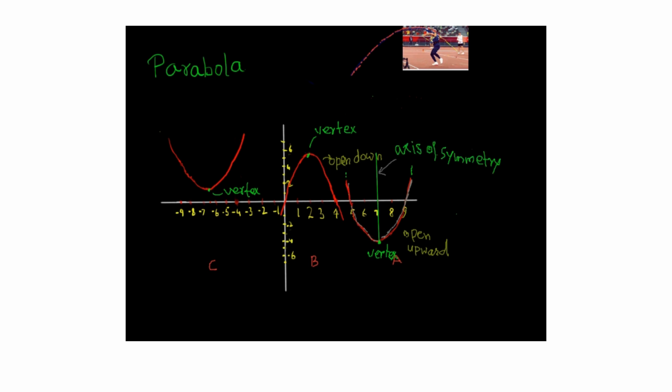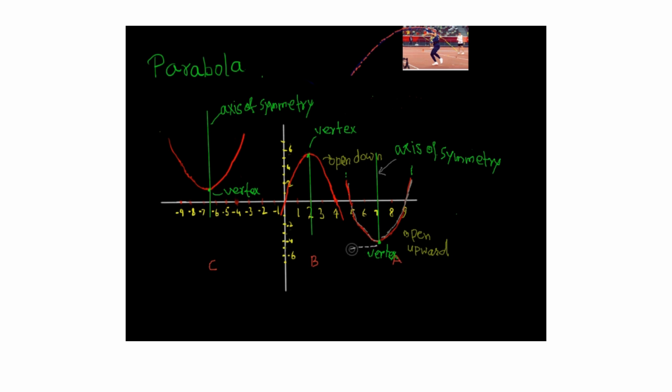So what is the axis of symmetry here? In case of B, if I draw a line from here straight on, this gives me the axis of symmetry. Similarly in case of C, if I drop a line from here, this is the axis of symmetry. Now let's find out what the coordinates of the vertex are.